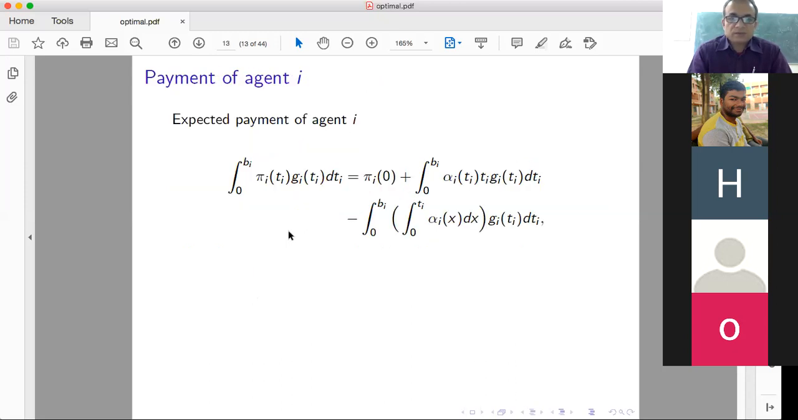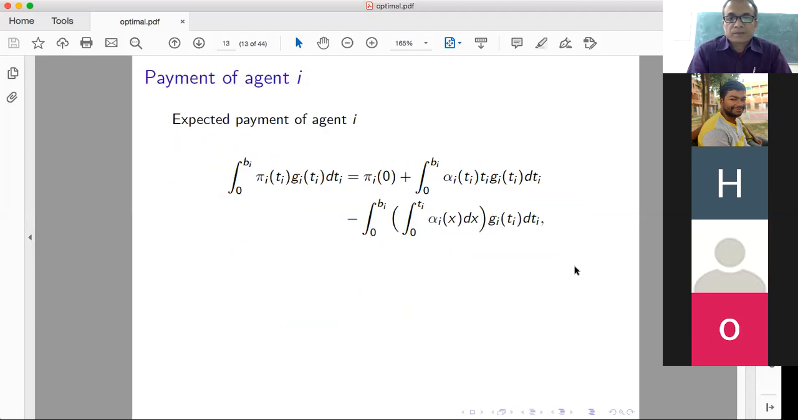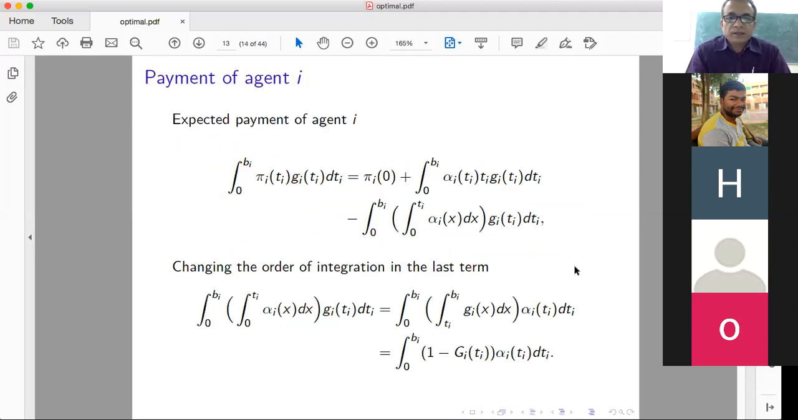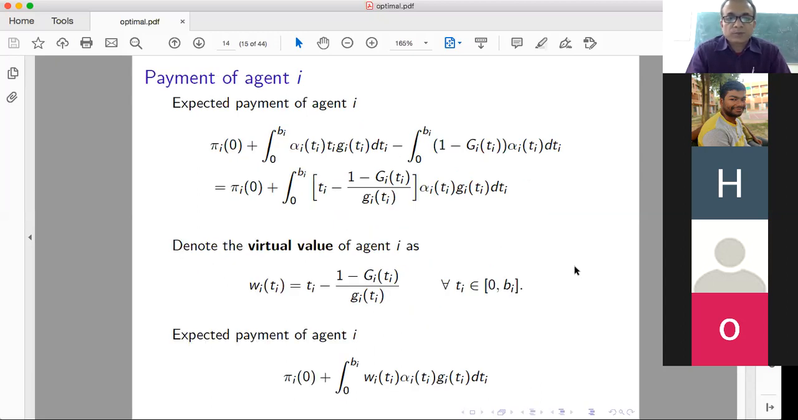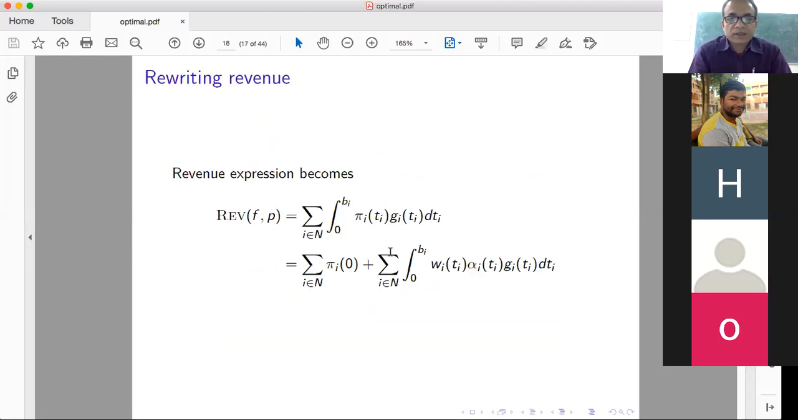So we use this to simplify the expected revenue expression. By doing some nifty order of integration manipulations and so on, we come up with a simpler expression for this expected revenue, which involves two terms. One is the sum of expected revenue at the lowest type. And the second term is the expected virtual value.